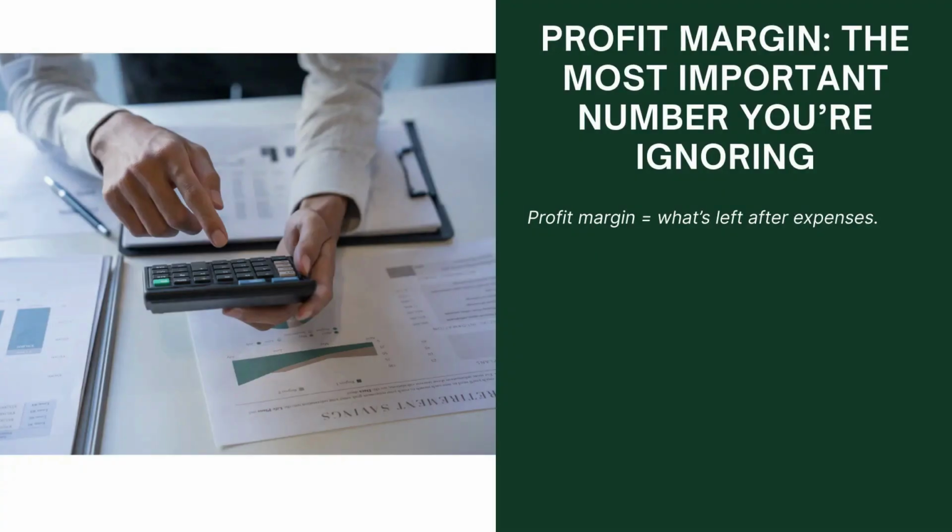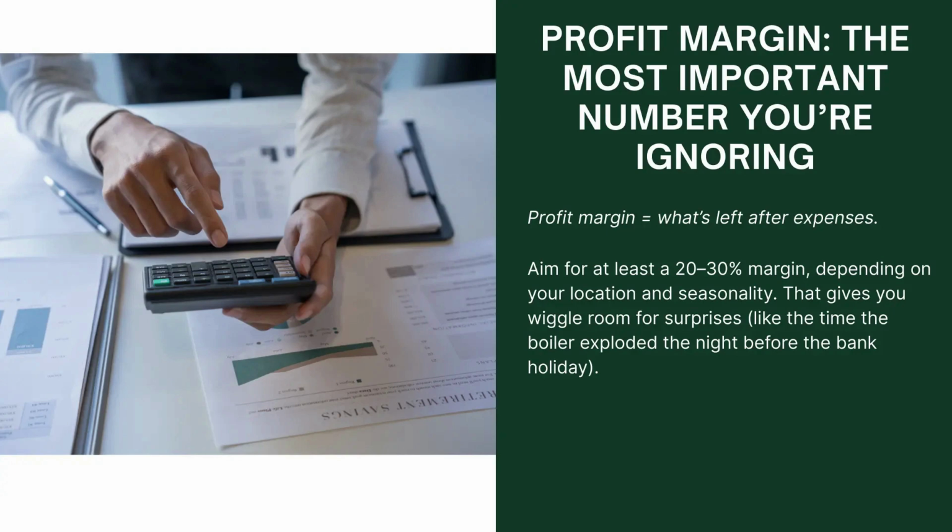Profit margin, the most important number you're ignoring. Profit margin equals what's left after expenses. If your revenue is $8,000 a month, but your expenses are $7,500, you're not running a B&B, you're running a very fancy volunteer program. Aim for at least a 20 to 30% margin, depending on your location and seasonality. This gives you wiggle room for surprises like the time the boiler exploded the night before a bank holiday.